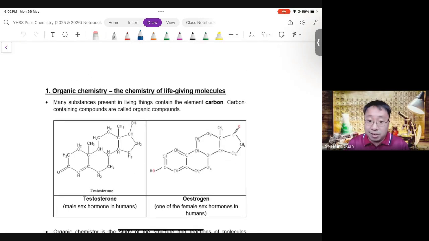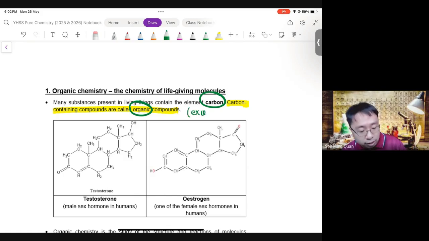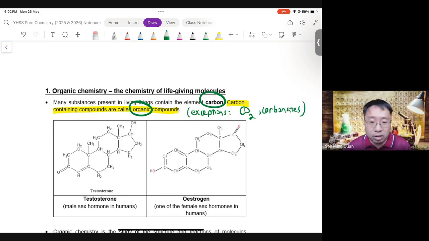Organic chemistry basically is a study of compounds of carbon. So carbon-containing compounds are called organic compounds. So this word organic is related to carbon, but not all carbon compounds are organic. The exceptions are CO2 and carbonates. So like calcium carbonate is not considered an organic compound. All right. Is there a reason behind this? No. All right. It's just how the discipline has evolved.